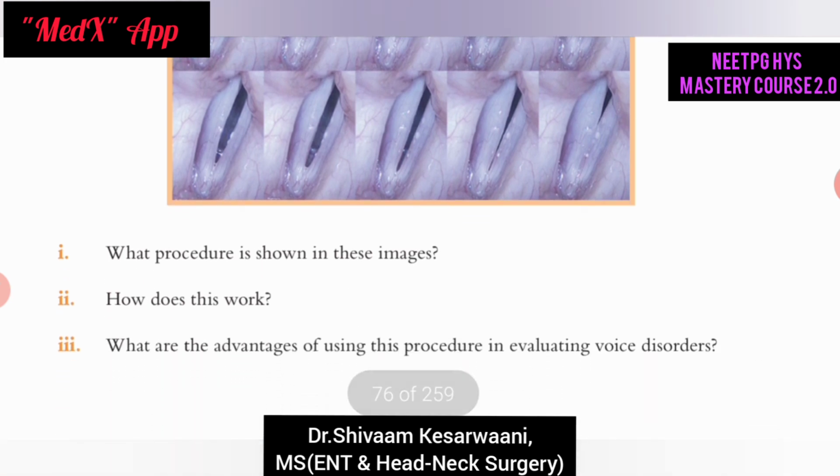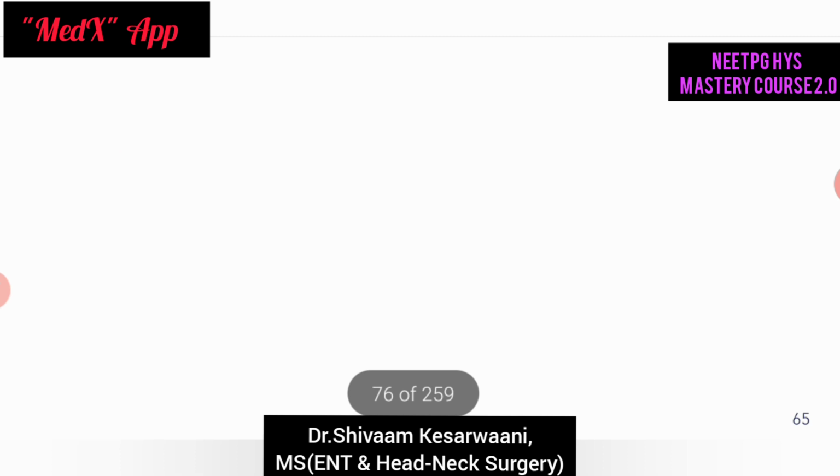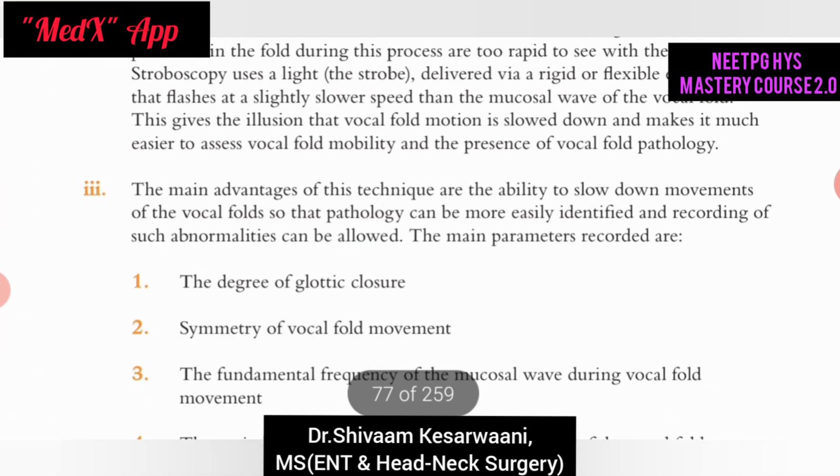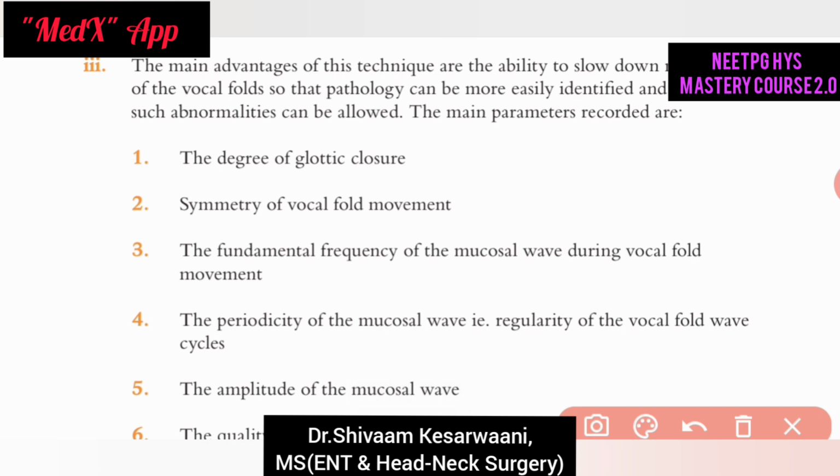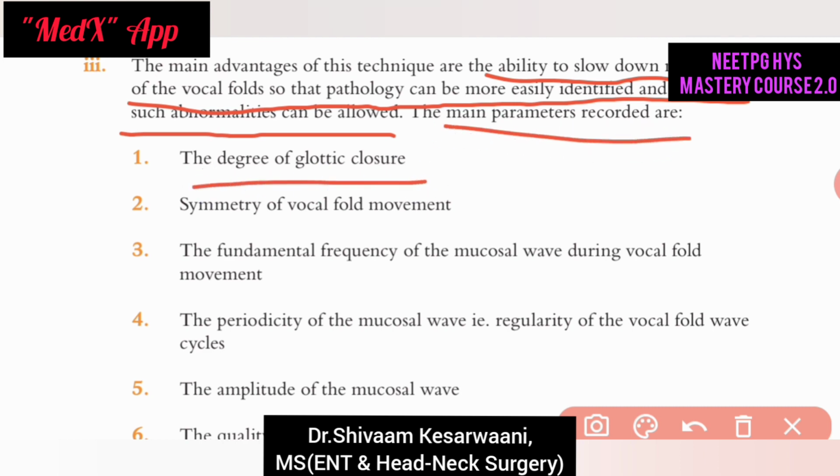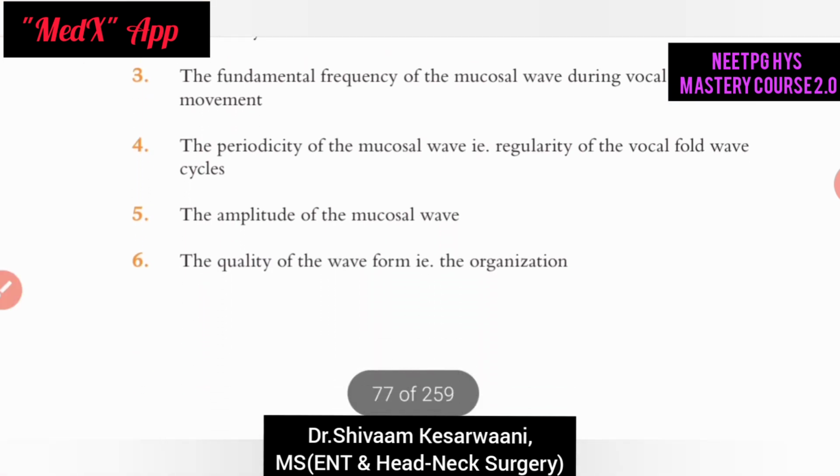How does this work? We have discussed that we give flashes of light to visualize the vocal fold movement, and what are the advantages of using this procedure in evaluating voice disorders? The main advantage of this technique is the ability to slow down the movements of the vocal cord so that the pathology can be easily identified, and with the identification, you are recording such abnormalities. That means medico-legally also you are safe, you are recording whatever finding is there, right? The main parameters that we record are the degree of glottic closure, symmetry of vocal fold movement, periodicity of mucosal wave, amplitude of mucosal wave, and the quality of the waveform.